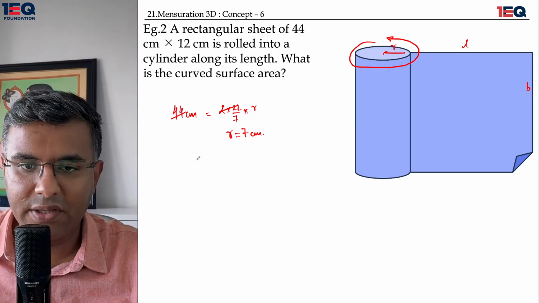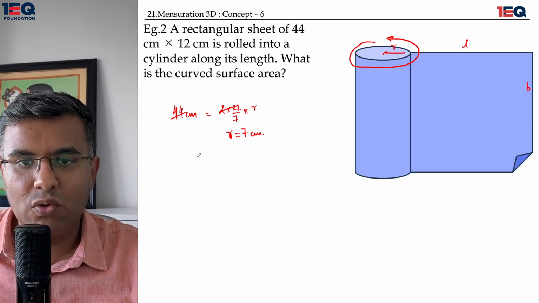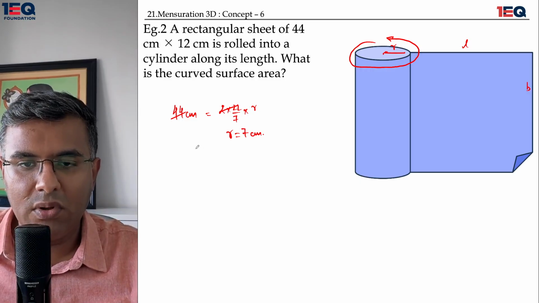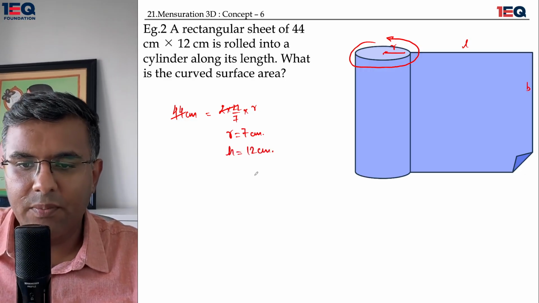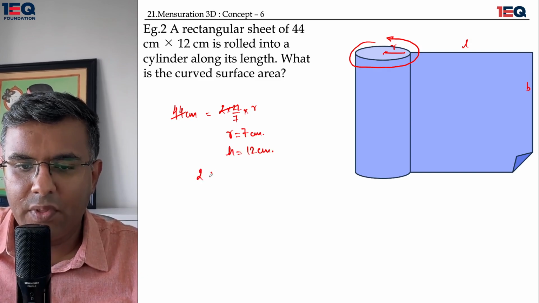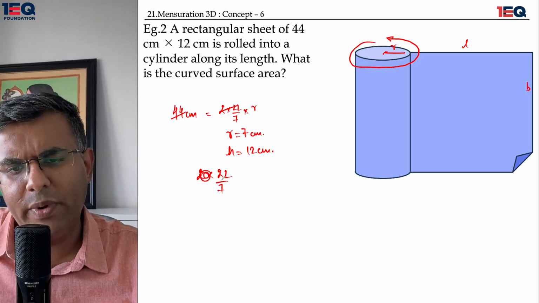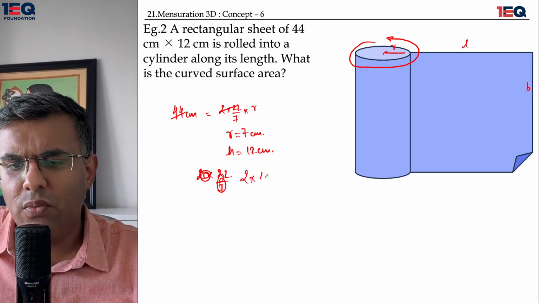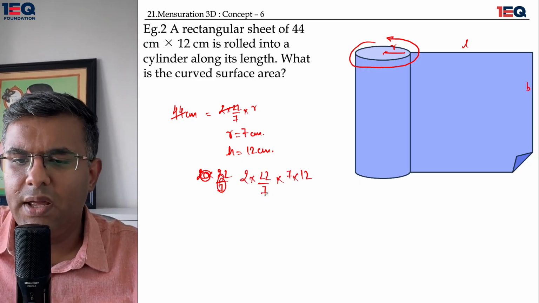For that particular thing, we will have to find out the height. We already have the height with us. The height is equal to 12 centimeter. Again, using the same formula, 2 pi rh. 2 into 22 by 7 into r into h.